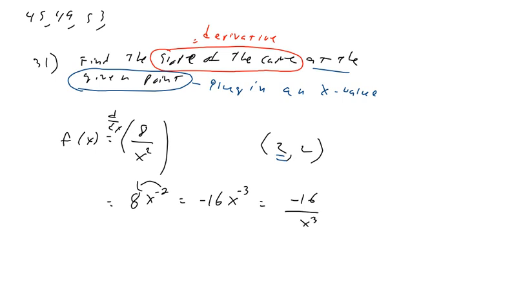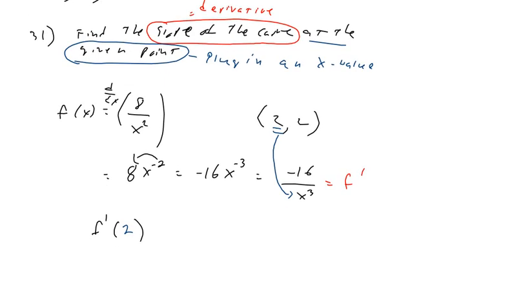And then this is the derivative, this is f prime. And then I plug this 2 into my x to find the derivative at that point. I want to find f prime at 2, at that location. Right? I want to find the derivative at a given point. F prime at the location of 2, that means I just plug in the 2. Negative 16 over 2 cubed, which is going to be negative 16 over 8, which is negative 2. And that is my slope.